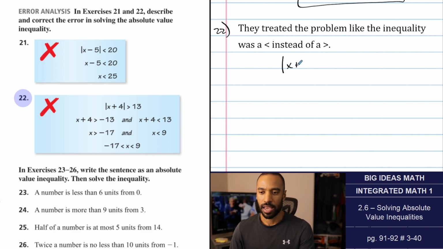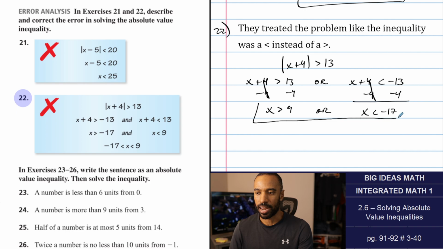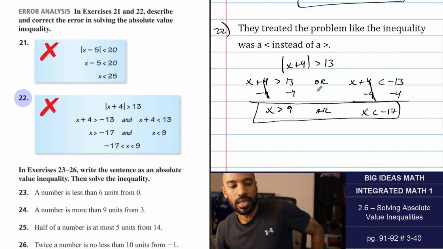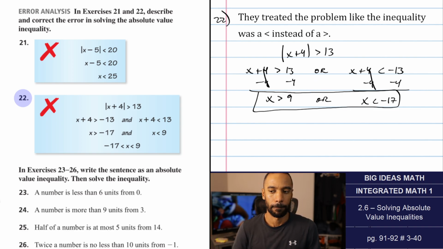So the absolute value of x plus 4 is greater than 13, where now it's supposed to be actually greater than 13 or less than negative 13. So when we subtract 4, we still get their negative 17 and their 9, but greater than the 9, less than the negative 17, and we can't write it as a single compound because it's not an and set. So it's not between negative 17 and 9, it's outside of negative 17 and 9 that this works.